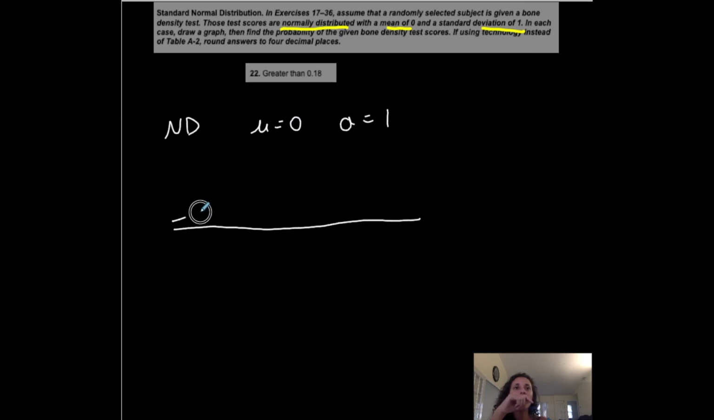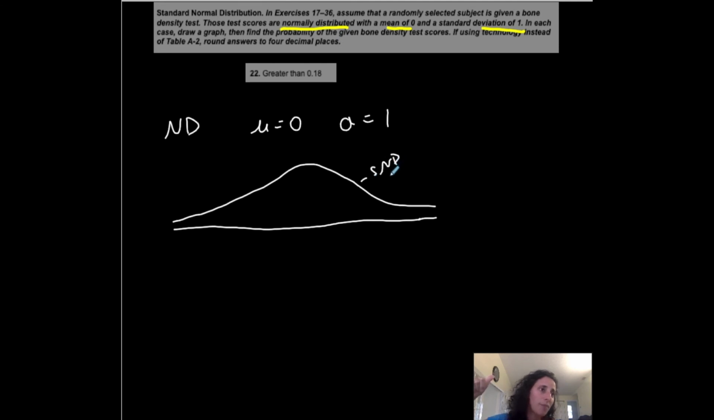Automatically, I'm on an SND curve, right? Automatically, just based on the fact that it's normally distributed with a mean of 0 and a standard deviation of 1, I'm referring to z-scores. Automatically, the center is 0. Because every time I hear a mean of 0 and a standard deviation of 1 in a normally distributed scenario, it's got to be standard. And vice versa. If I know z-scores, it's got to be standard. If I'm on standard, it's got to be z-scores, right?